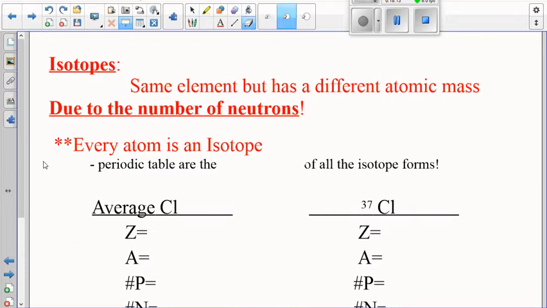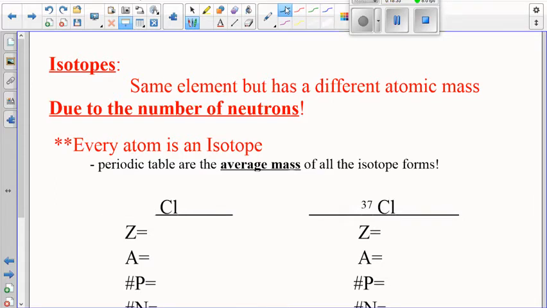Okay. Now the periodic table, this is the key idea, is the average mass. It's an average. So, take a look at chlorine. It's element number 17.